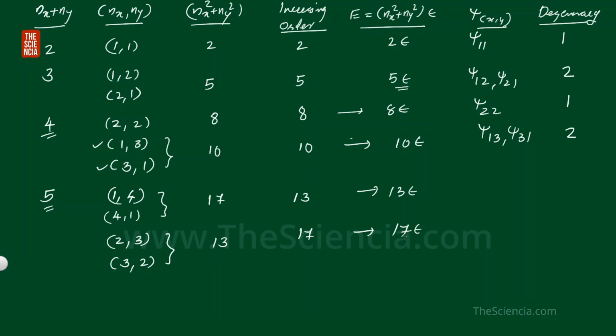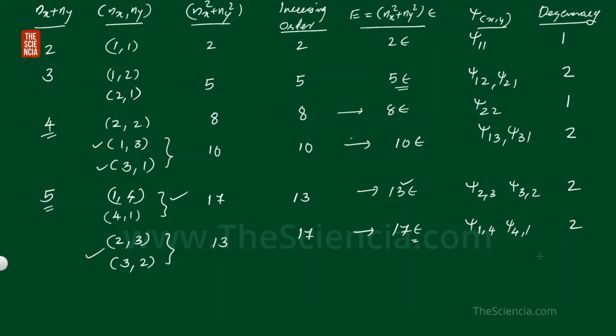And for which state will we get 13E? That is psi 2 3 and psi 3 2. And for which state will we get 17E? For psi 1 4 and psi 4 1. Here you can see there are two states corresponding to the same energy, 13E, so the degeneracy of this state is 2. And here also two states have the same energy, so the degeneracy is 2.